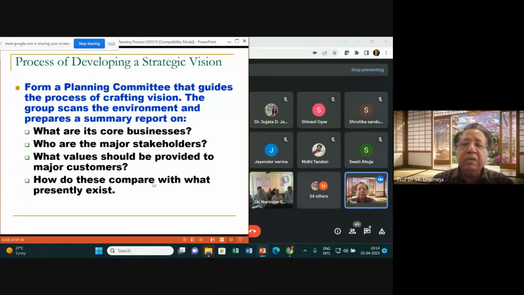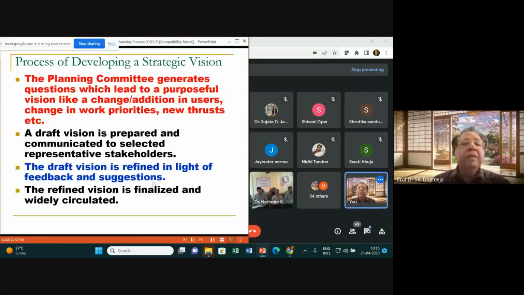So, what services are you providing right now, or what values are you providing right now? And in the future, in the next 5 years, what do you want to be given to them? The planning committee generates questions which lead to a purposeful vision, like a change or addition in the users, change in the work priorities, new thrusts, etc. A draft vision is prepared and communicated to the selected representative stakeholders. The draft vision is refined in the light of the feedback and suggestions.